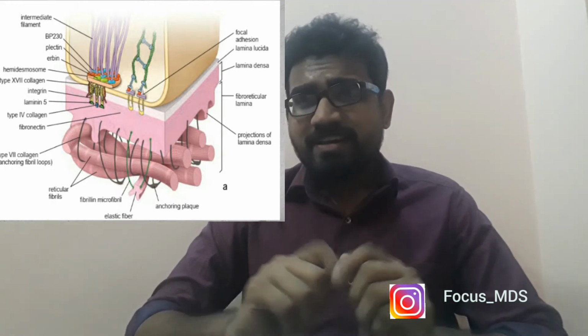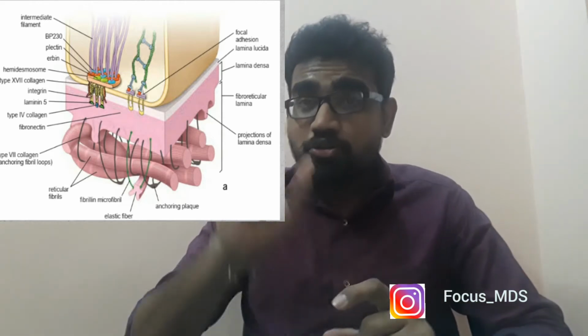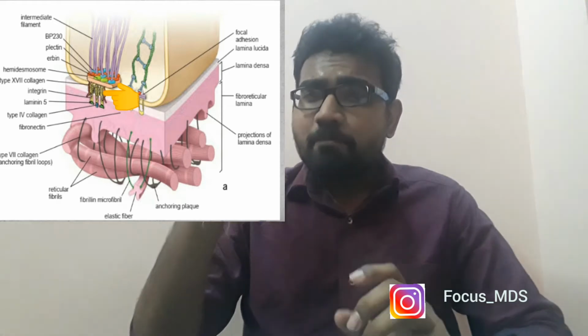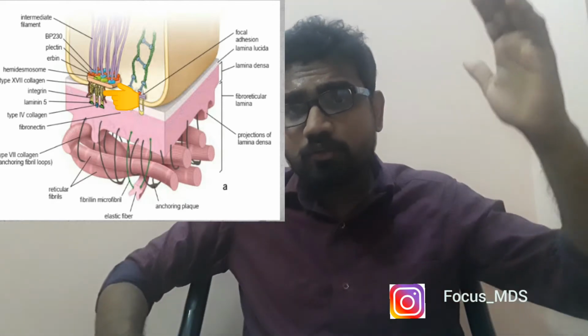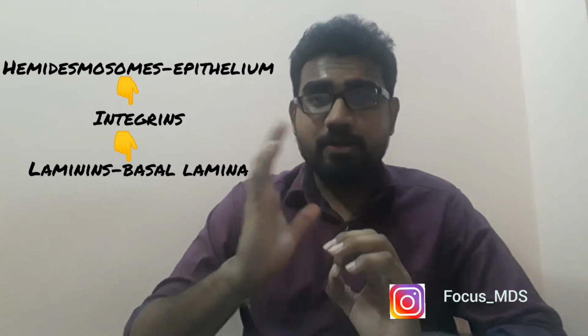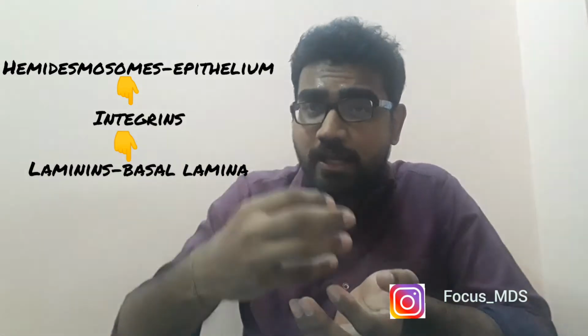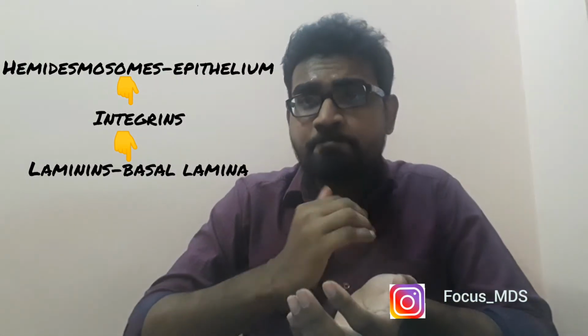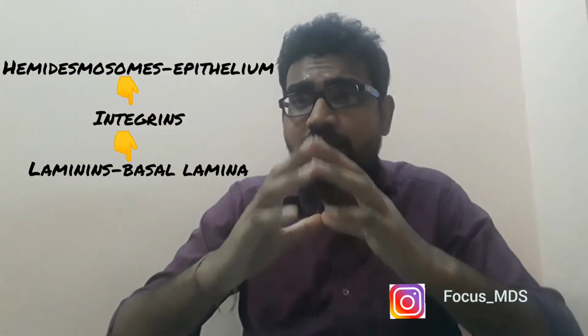So what is needed is a link between the hemidesmosome and the basal lamina. The major link protein here is the integrins. The integrins connect the hemidesmosomes to a structure in the basal lamina. What is that structure? It is what we previously said, laminin 5, the laminins. The laminins have receptors for these integrins, which are the major link protein between the hemidesmosomes and the basal lamina. This is how the hemidesmosomes attach the epithelium to the extracellular matrix.